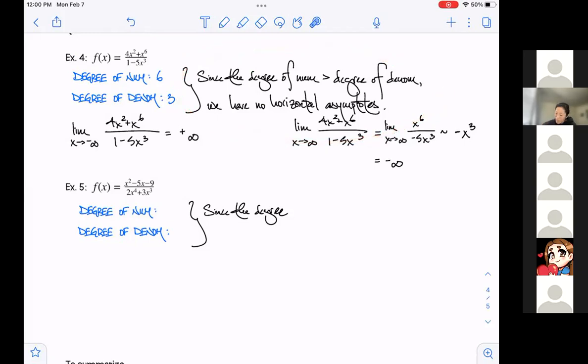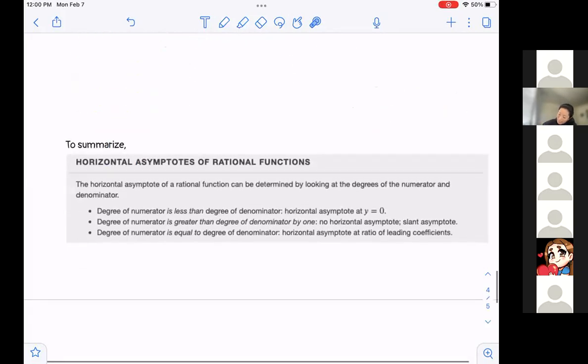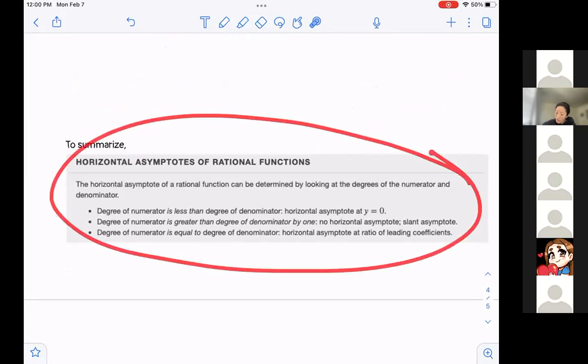The very last thing I want to say, because I'm already out of time, is this is a greater explanation for what we're looking at if you want just a one-piece summary for how we're looking for the different degrees and whether that means you have a horizontal asymptote or not, okay?